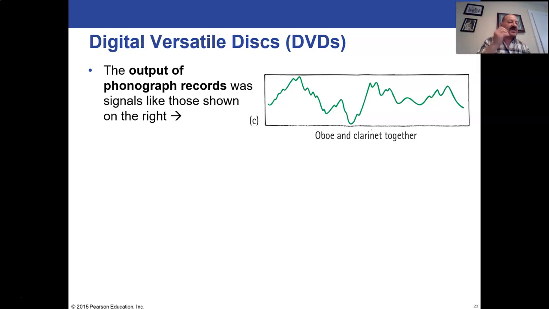Digital versatile discs, DVDs, and compact discs, CDs. These are ways of taking what we call analog information and turning it into digital information. And I'll talk about what that means.